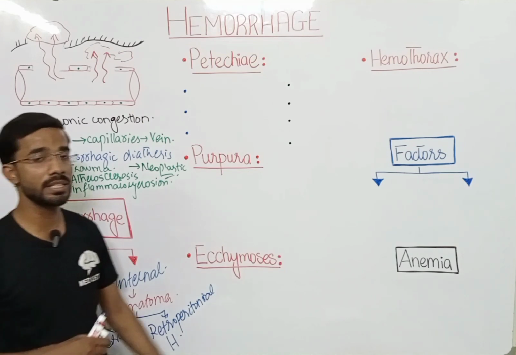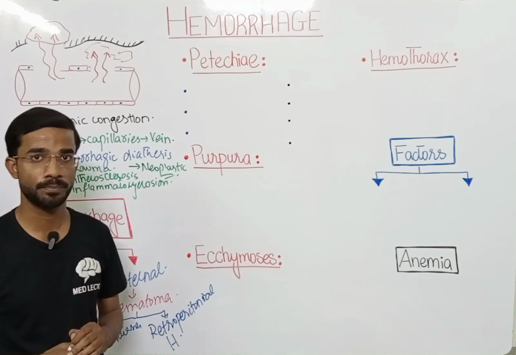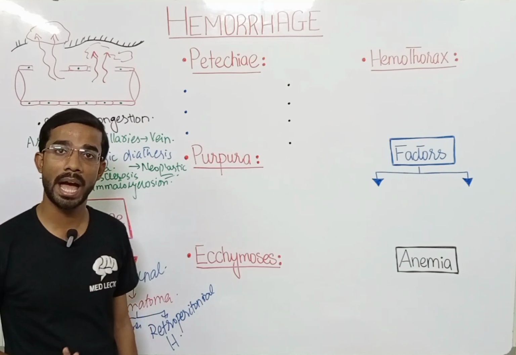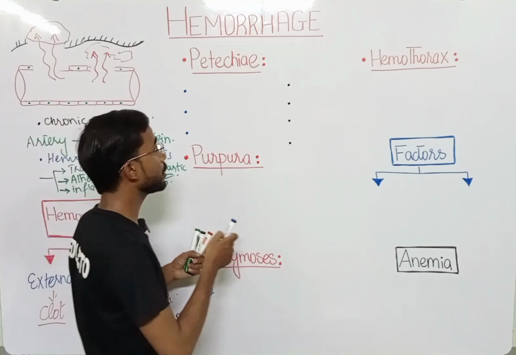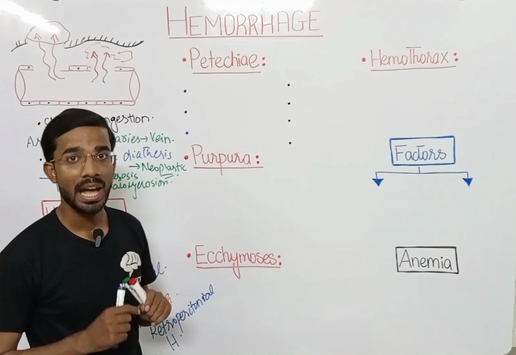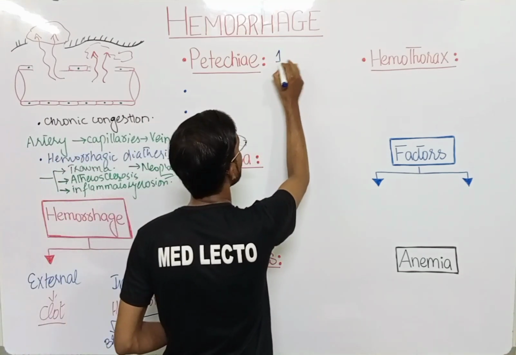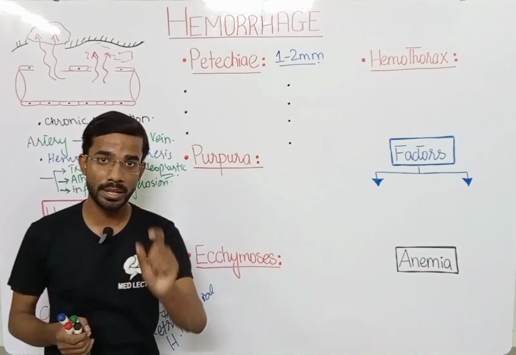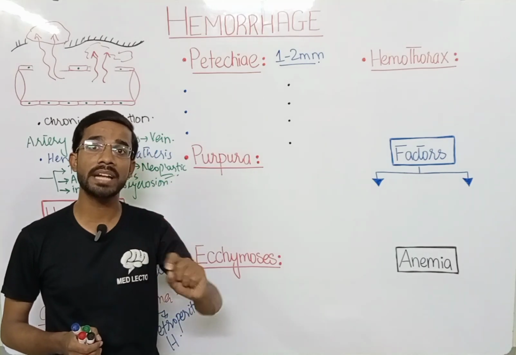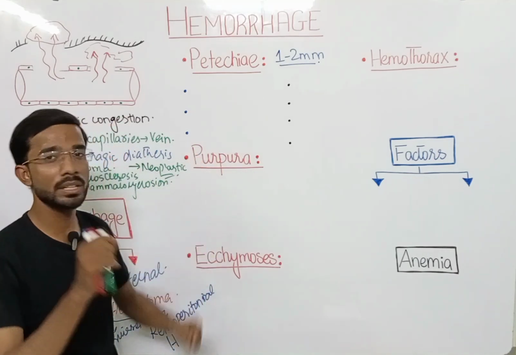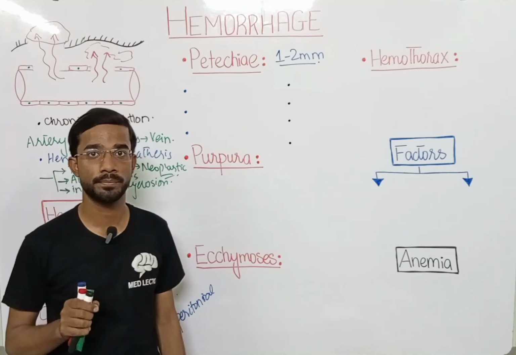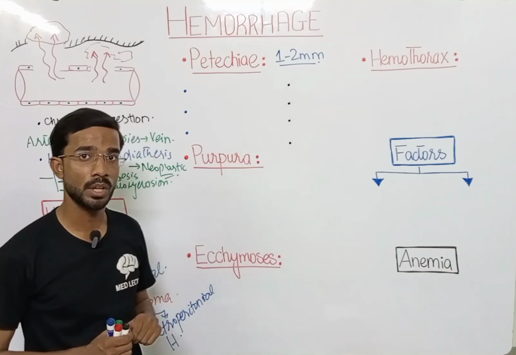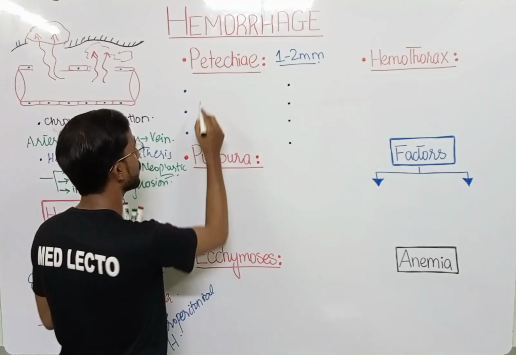Okay. Next we will discuss different terminologies. First one is the petechia. In the petechia you will see the loss of blood, or you can say hemorrhage. But in this case you can easily detect it, and the petechia size will be 1 to 2 millimeter. When you see hemorrhage inside the body, you can detect it from the outside, appearing as a small dot on the skin, and the size of the dot will be 1 to 2 millimeter.